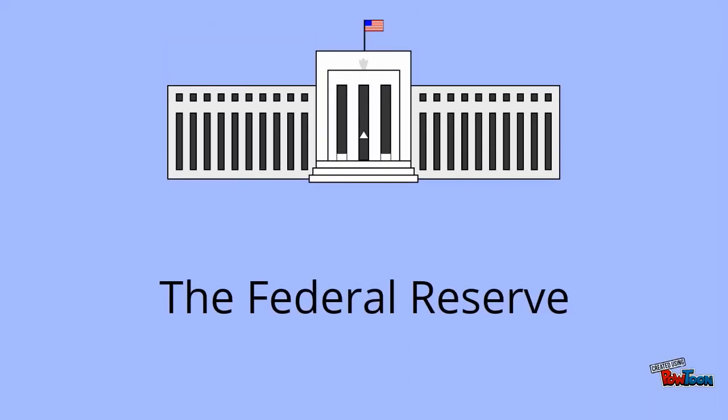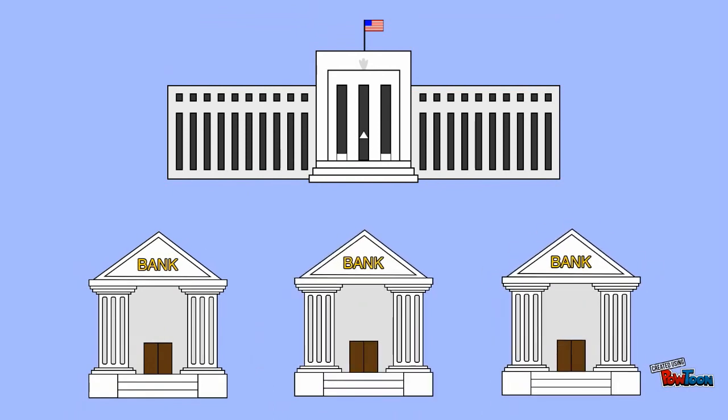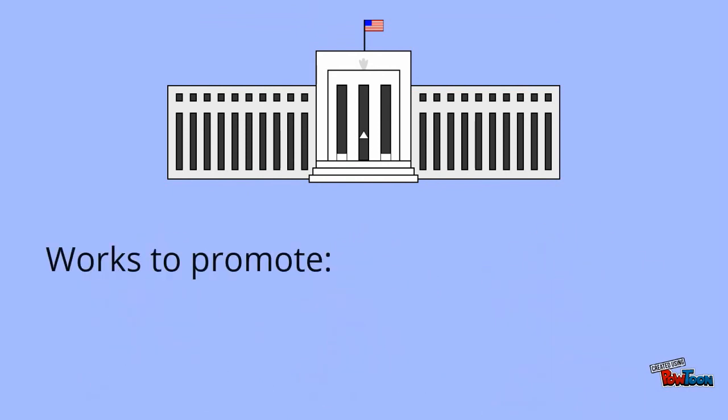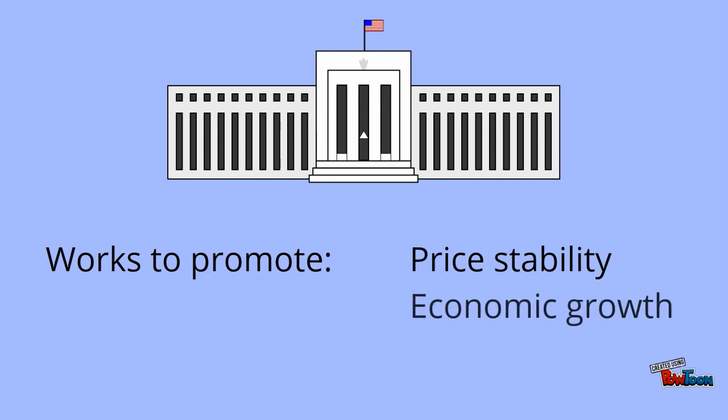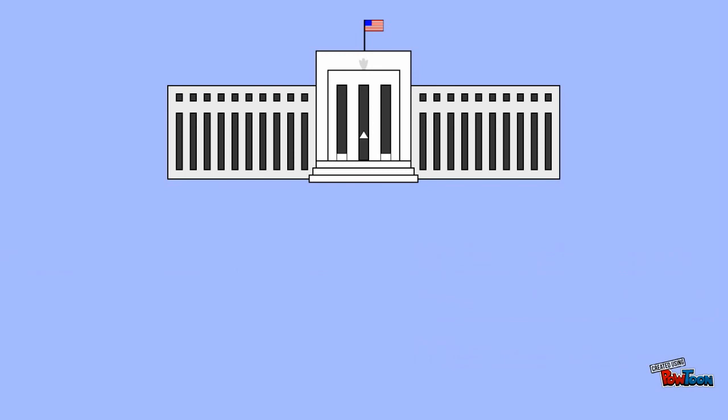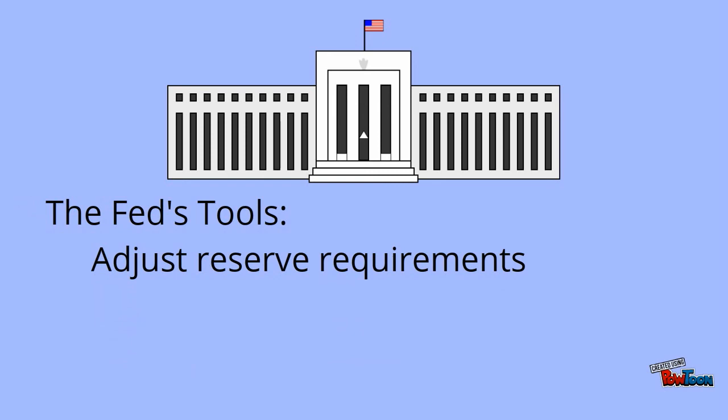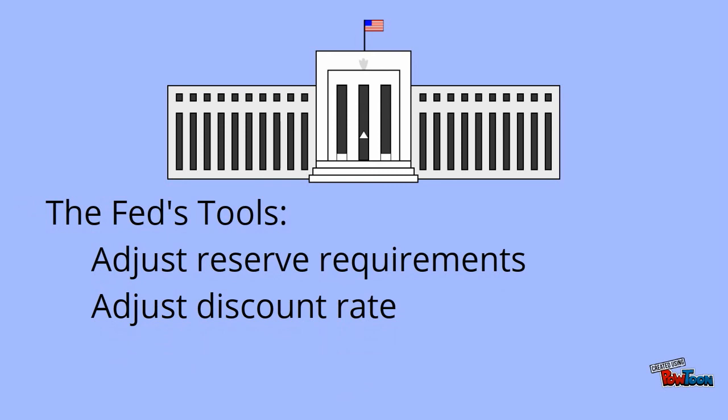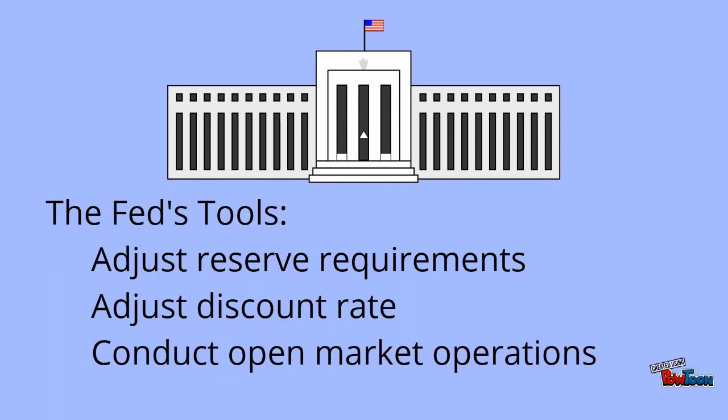The Federal Reserve, or the Fed as it's called, is in some ways like a bank for banks. It's in charge of monetary policy and works to promote price stability, sustainable economic growth, and full employment. It has three main tools it uses to do this. It can change the reserve requirements of members' banks, which is the percentage of money deposited a bank must keep on hand. It can change the discount rate, which is the interest rate the Fed charges banks to borrow from it. And it can conduct open market operations, which is the buying and selling of government securities.